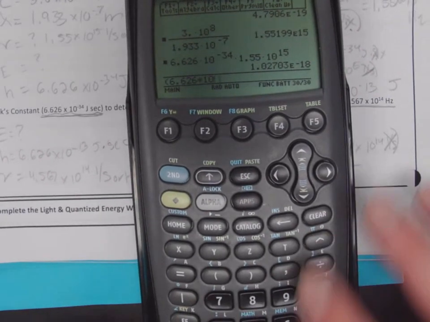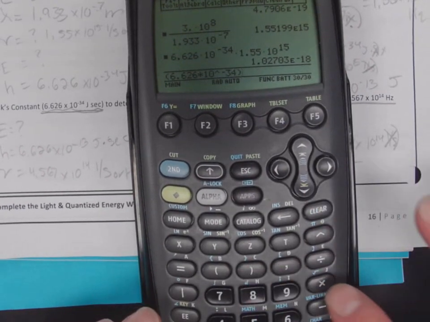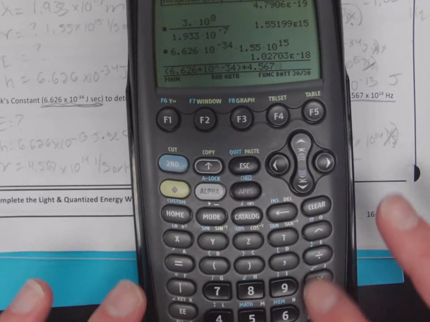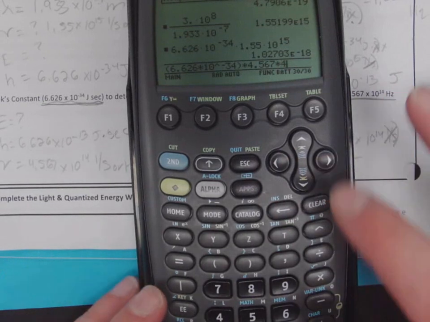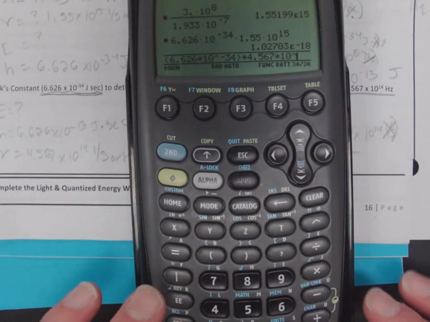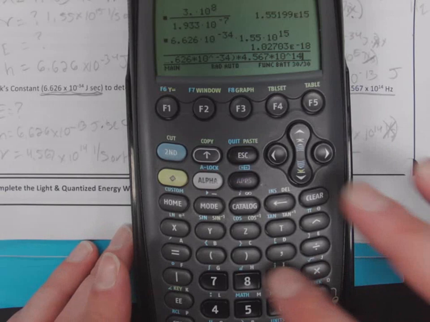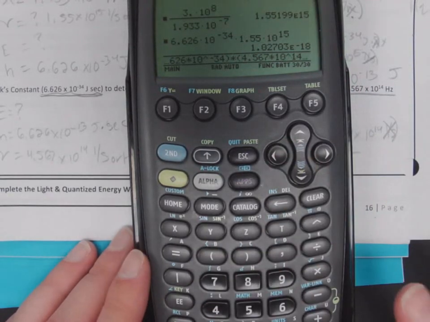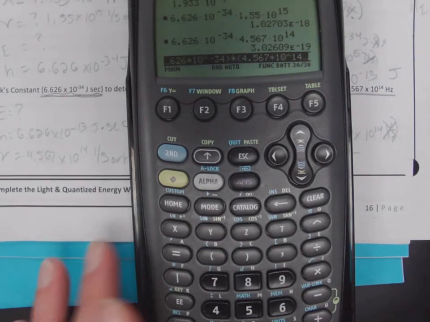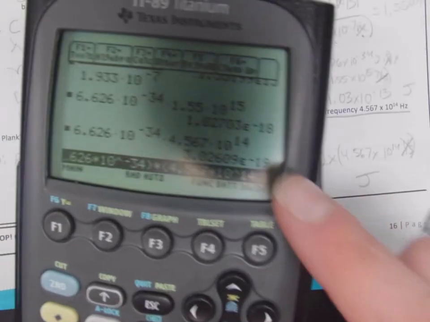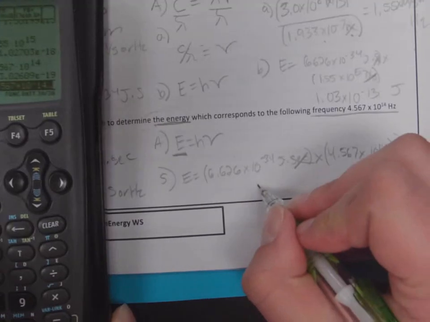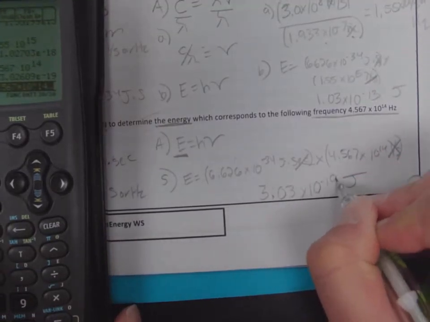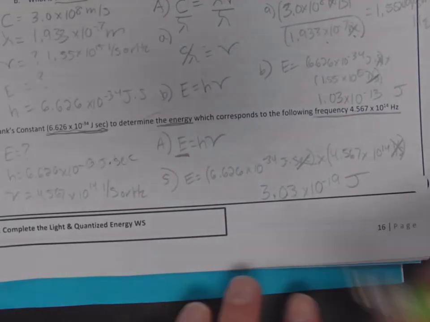6.626 times 10 raised to the negative 34th multiplied by 4.567 times 10 raised to the 14th. Oh no, I forgot parentheses. I'll go back, put those in. Enter. So we're left with 3.03 times 10 to the negative 19th joules. Okay.